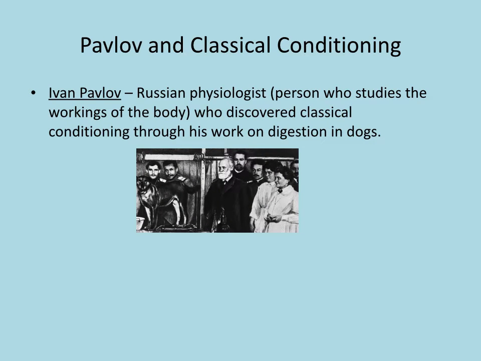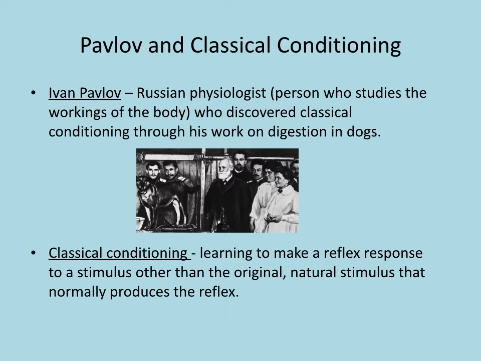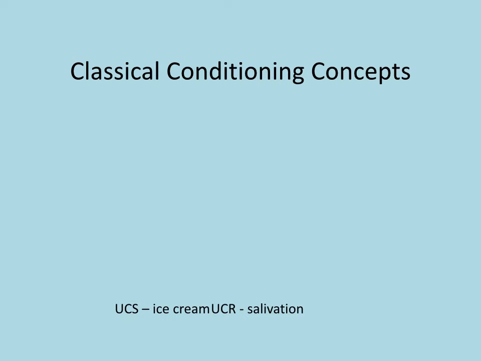Classical conditioning is done by Ivan Pavlov. He is a Russian physiologist who is going to study how dogs drool. And he is going to see that he can train dogs to respond with a physical response by ringing a bell at a certain time. So what is classical conditioning? Classical conditioning is learning to make a reflex response to a stimulus other than the original natural stimulus that normally produces the reflex. Keep in mind, when we're talking about classical conditioning, we're talking about eliciting a response or doing something without thinking about it.